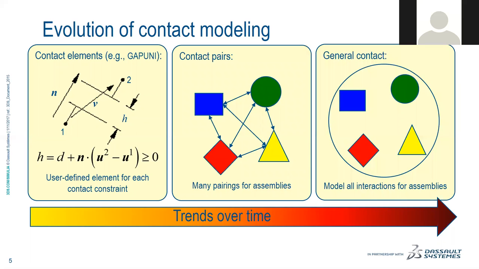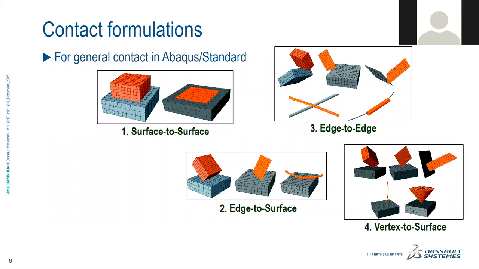That's why general contact came about. Basically everything can come into contact with everything, and Abaqus takes care of the numerical aspects of the contact formulation. It was first introduced in Explicit, then a few years later in Abaqus Standard, so you can use it in both. In Abaqus Standard, general contact uses the surface-to-surface approach, where one facet of one surface can penetrate a facet of another surface. It doesn't use the contact pair algorithm, where you need to define which one is the slave and which is the master. That doesn't exist in this approach. General contact is smoother for better convergence, and it is more accurate, for example for contact pressure results.